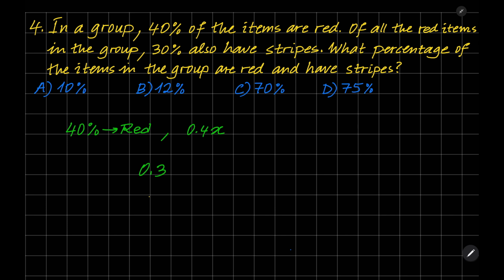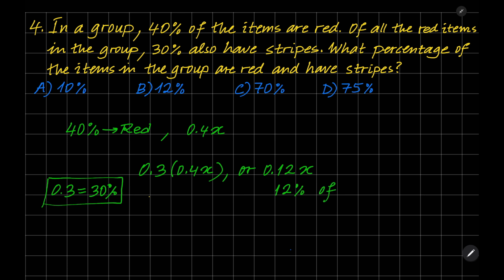It's also given that of all the red items in the group, 30% also have stripes. It follows that the number of items in the group that are red and have stripes can be represented by 0.3 times 0.4x, or 0.12x. As you know, 0.3 is equal to 30%. The expression 0.12x represents 12% of x. Since x represents the total number of items in the group, it follows that 12% of the items in the group are red and have stripes. That's the answer. So choice B is correct.